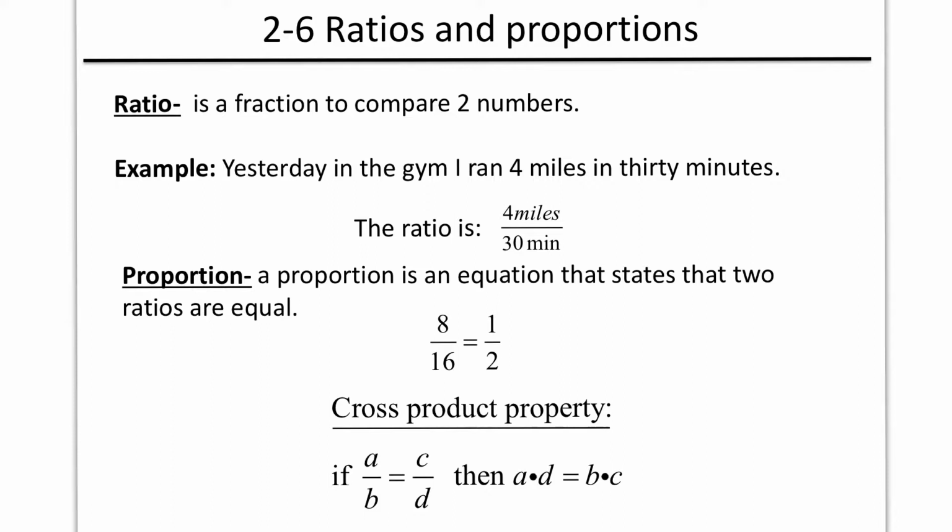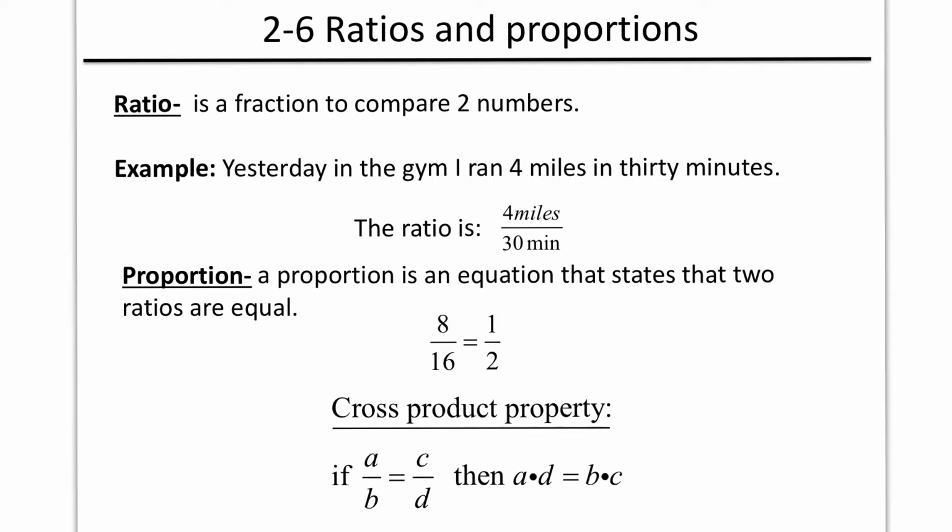denominator. Now, if you take two ratios, so two different fractions, you can make a proportion. This is the definition for a proportion. A proportion is an equation that states that two ratios are equal. So you have two different fractions or ratios in this case, and we're saying that they are equal. That's what's called a proportion.